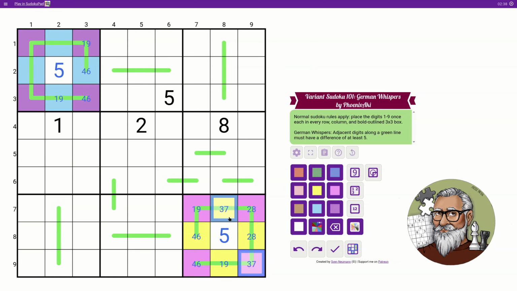Because 7 has to be between 1 and 2. It's another way of looking at it, right? And 3 has to be between 9 and 8. So we can do the same here. These are 3, 7, and these are 2, 8.